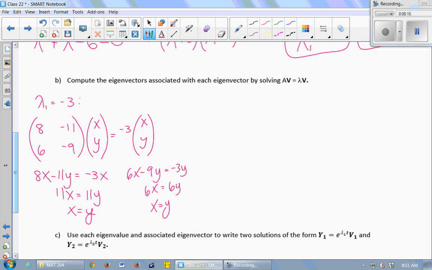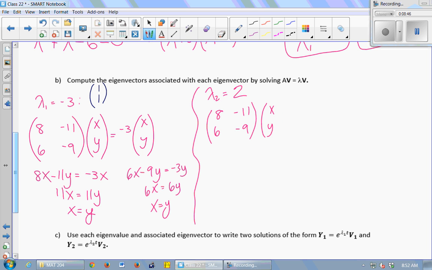So if x has to equal y, that gives me one eigenvector, 1, 1, right? It would be an eigenvector associated with this eigenvalue. So I'll put that up here, 1, 1, which goes with lambda 1 equals negative 3. All right, and then we do the exact same process for my other eigenvalue, lambda 2 is 2. So I do 8, negative 11, 6, negative 9 times xy is supposed to equal 2 times xy.